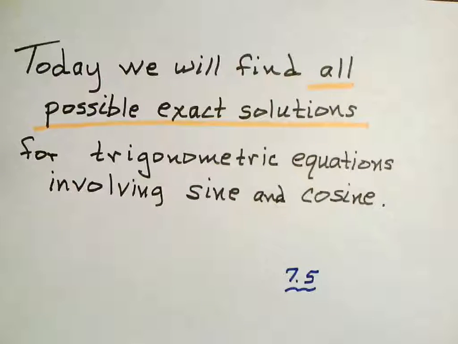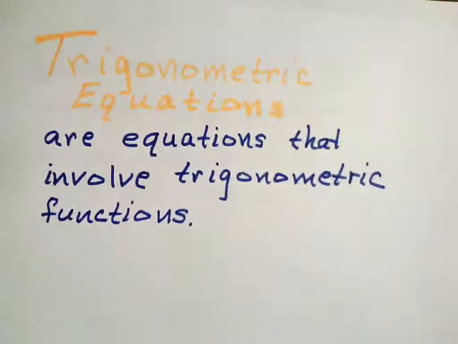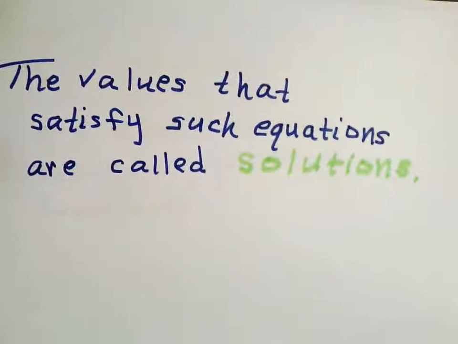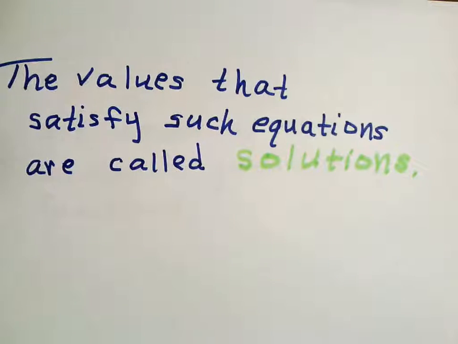Today, we will find all possible exact solutions for trigonometric equations involving sine and cosine. Well, exactly what is a trigonometric equation? Trigonometric equations are equations that involve trigonometric functions. The values that satisfy such equations are called solutions.